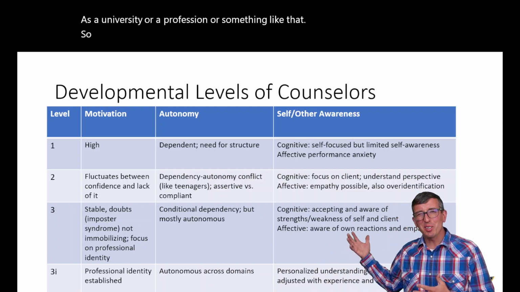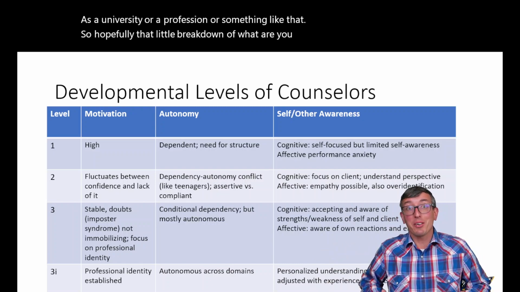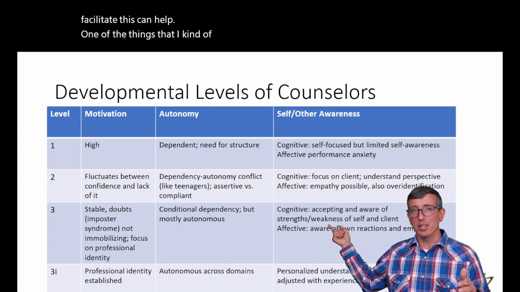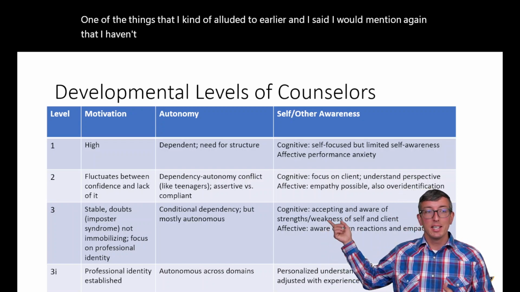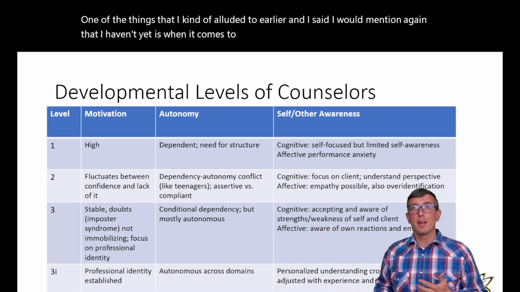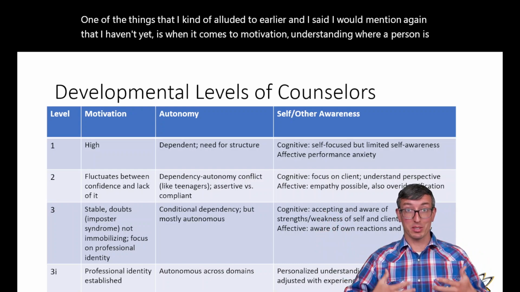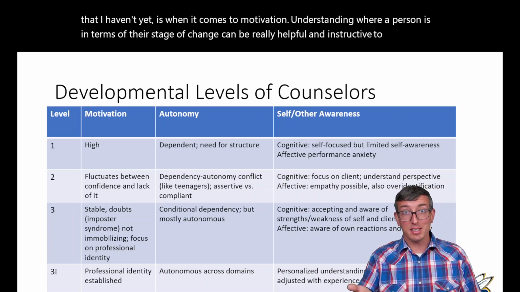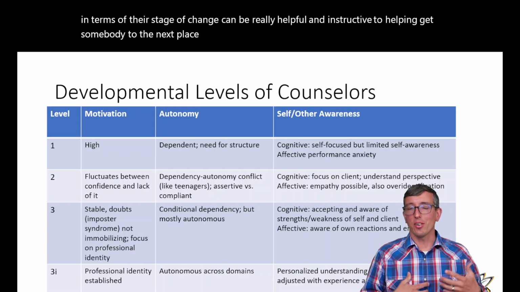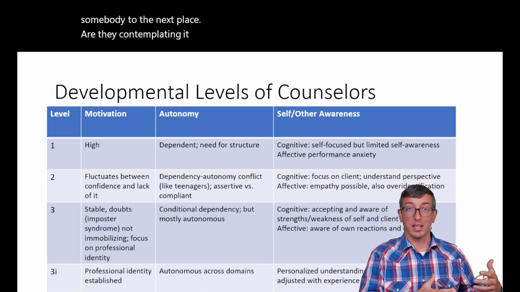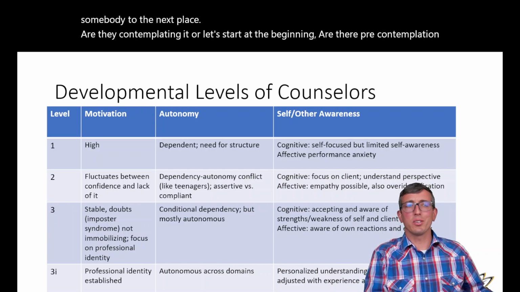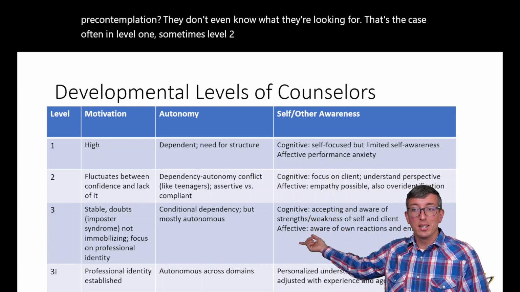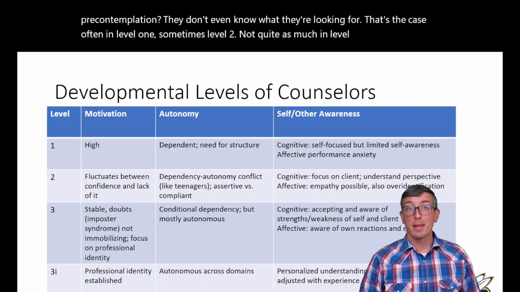So hopefully that little breakdown of what do you actually do and how can you facilitate this can help. One of the things that I alluded to earlier, and said I would mention again, is that when it comes to motivation, understanding where a person is in terms of their stage of change can be really helpful and instructive to helping get somebody to the next place. Are they contemplating it? Or let's start at the beginning. Are they pre-contemplation? They don't even know what they're looking for. That's the case often in level 1, sometimes level 2, not quite as much in level 3.